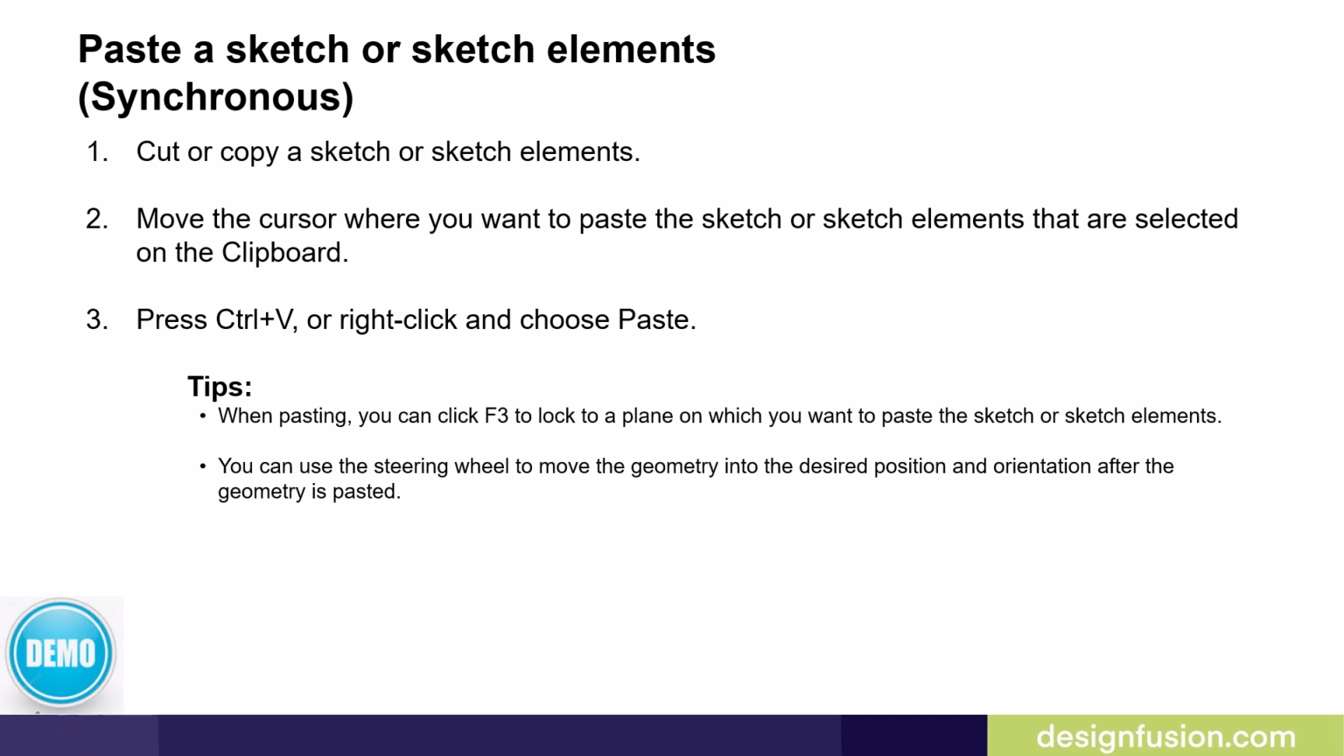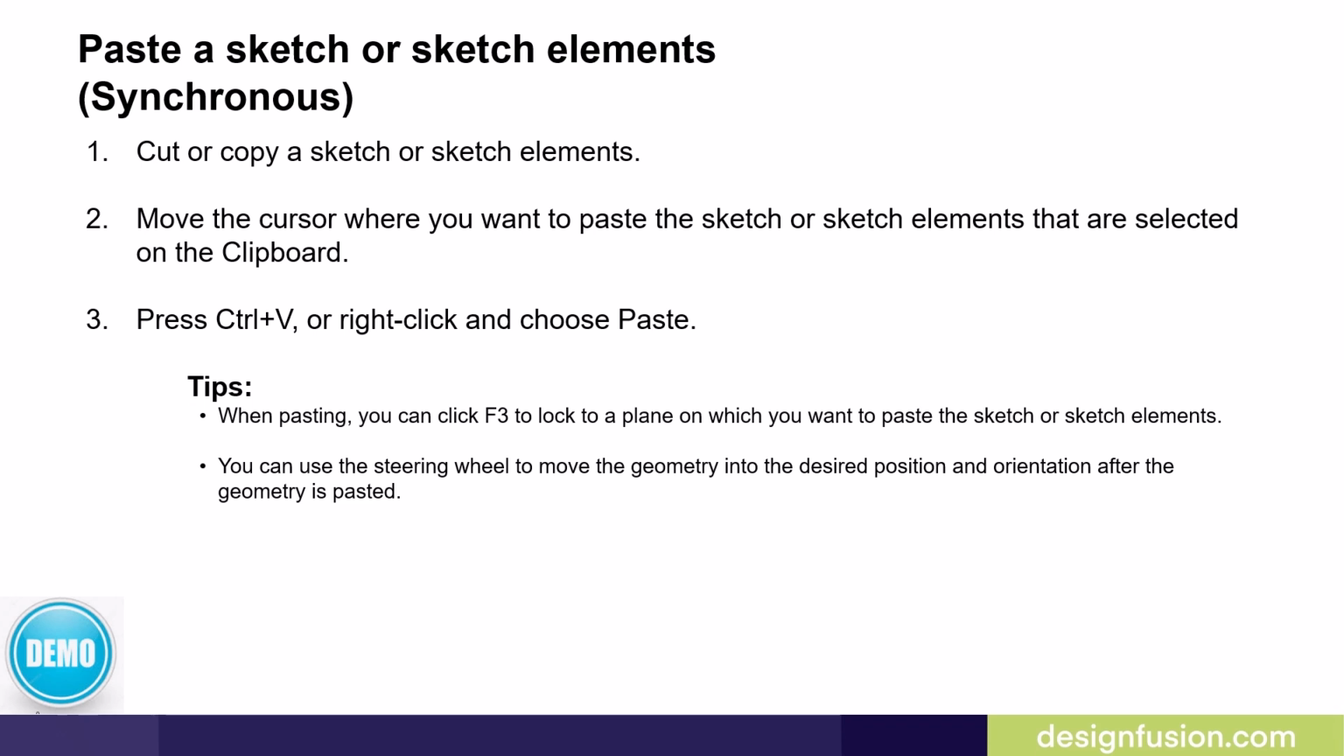Once you have copied or cut the sketch or sketch elements, you can paste the copy into another part. To do this, you open the new part and click the Paste command. You can also hit Ctrl-V or right-click and choose Paste from the shortcut menu. This will take the clipboard sketch or sketch elements and attach it to your cursor.